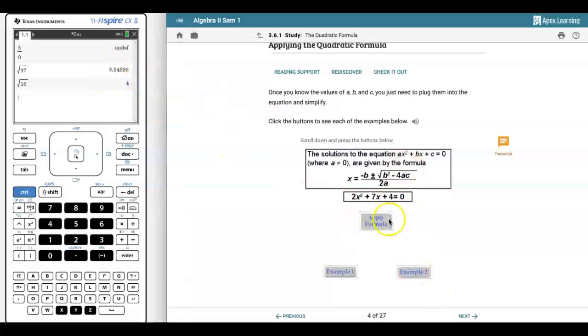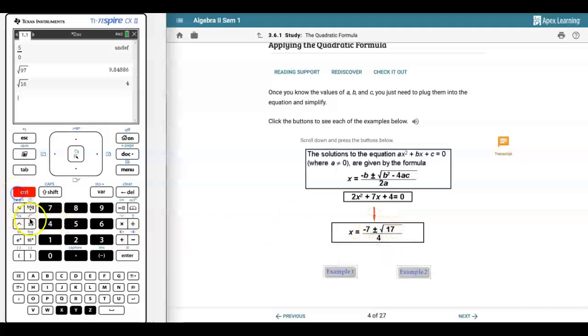All right. Example 2 here, again, a is 2, b is 7, c is 4. I apply the formula. There we go. I simplify. I do my square, I do my multiplication, I end up with my subtraction, right? And I'm left with the square root of 17. So I've got negative 7 plus and minus the square root of 17 over 4. And if you want to check to see if we can go any further, the square root of 17 is equal to 4.1, so we leave it as the square root of 17.